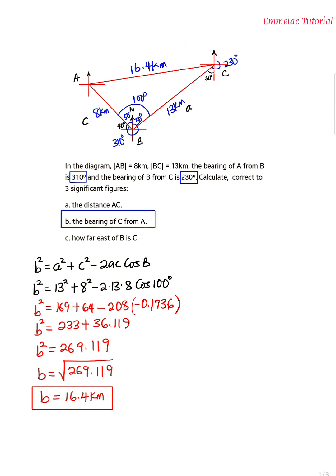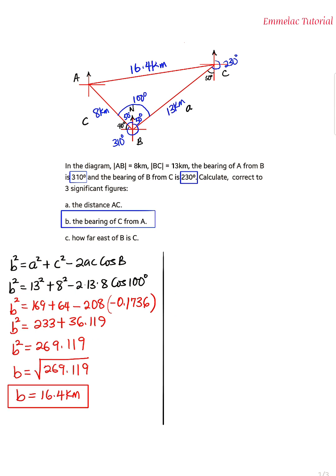All right, so let us now move to the next one, and it says that the bearing of C from A implies that we're looking for this angle here. And this angle is alternate to the angle here. So if that is it, all we need to do first, take note that 50 is inclusive.